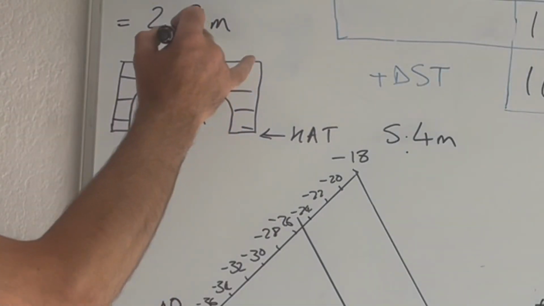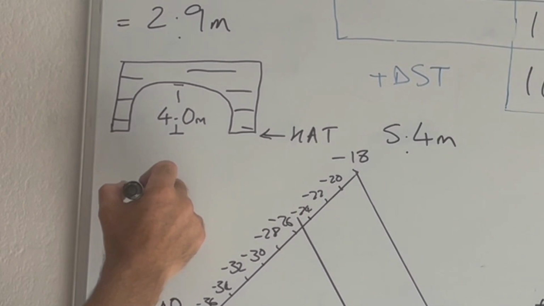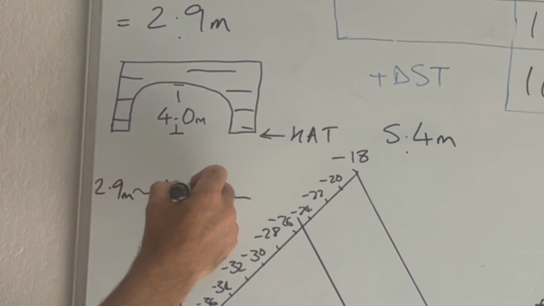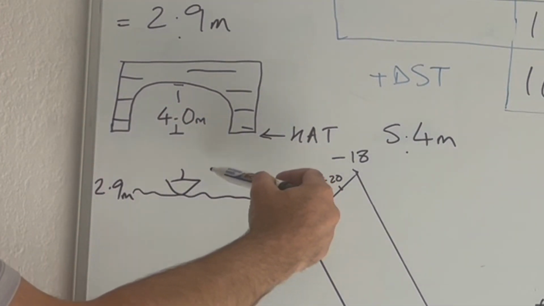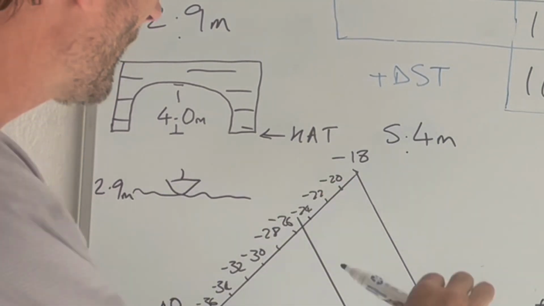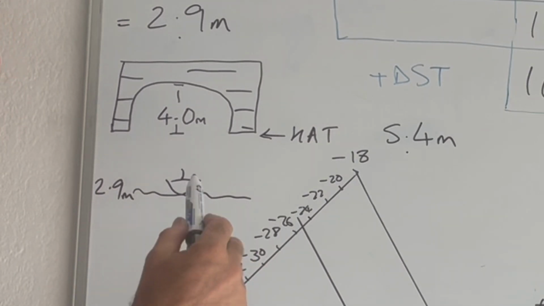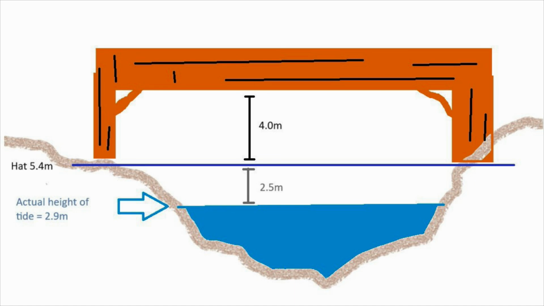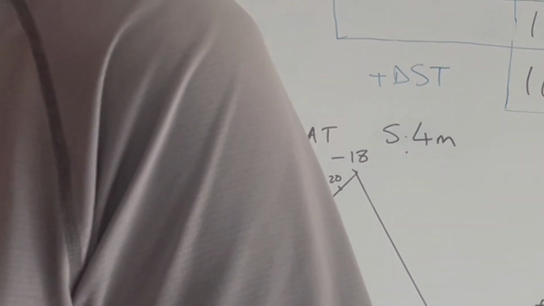Now we are at 2.9 meters. So that is, if you imagine 2.9 is over here. This is us bobbing around on the 2.9 meters there. So we're going to have an extra clearance there, and the extra clearance is how much we are below highest astronomical tide. So that is to say 2.5 meters. So we can add that 2.5 meters to that clearance, and the clearance then is going to be 6.5 meters at 1340.